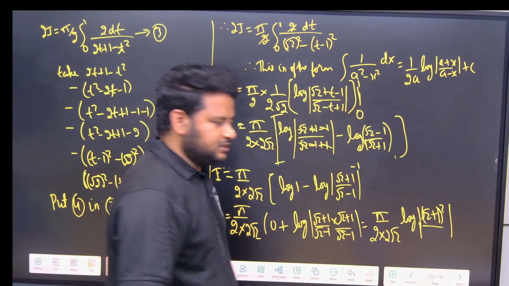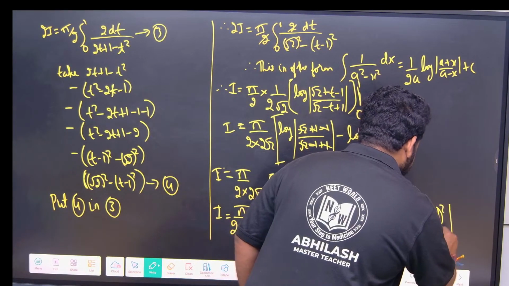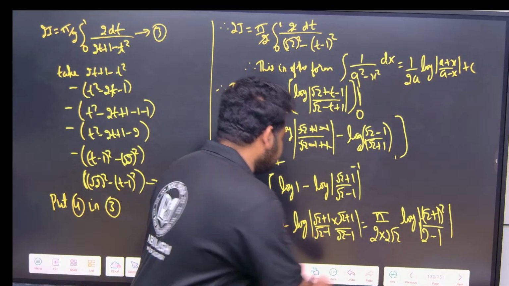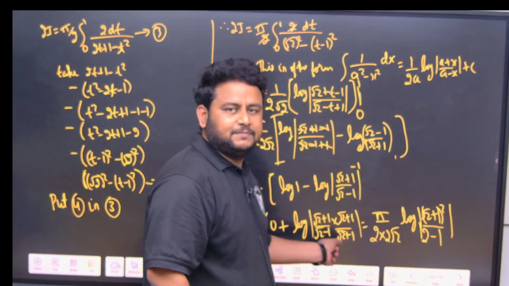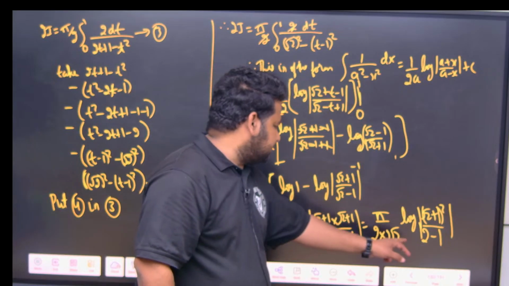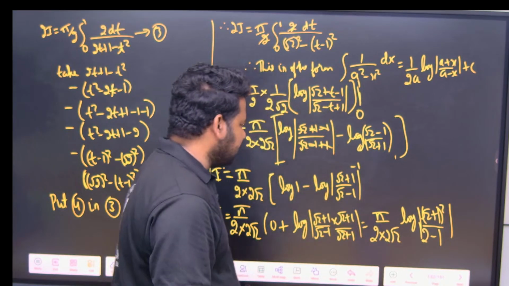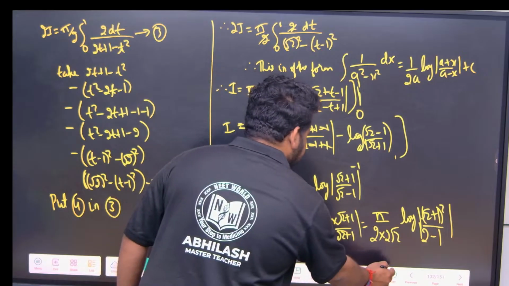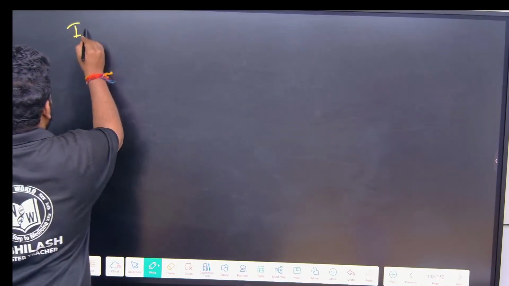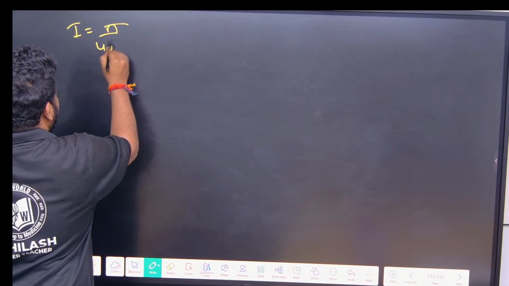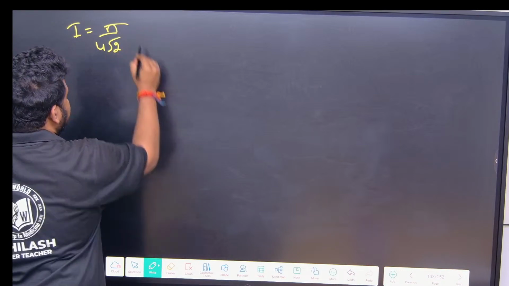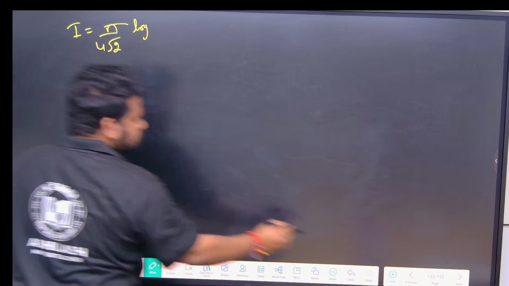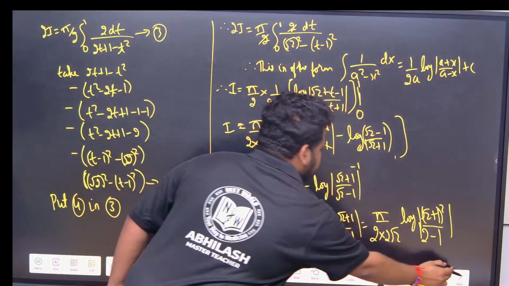2 minus 1 is 2 minus 1 only. That is a plus b into a minus b, so that is a square minus b square, that is root 2 square is 2, minus 1. Therefore, I is equal to pi by 4 root 2, and this is what I will have, log of root 2 plus 1 whole square, correct?